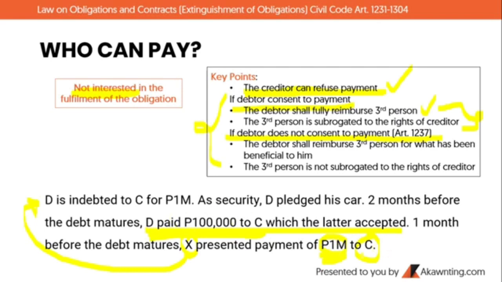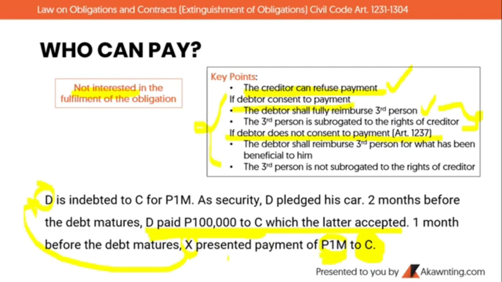Okay, pero in this case, tinanggap niya pa rin. Pero ang tanong, magkano ang pwedeng singilin ni X mula kay D? Ang sagot ay 1 million pa rin kasi nag-consent naman si D. So, ang mangyayari, dahil pwede niyang singilin yung buong 1 million kay D, si D, malulugi ng 100,000. So, kanino niya pwedeng kolektahin yun? From C, kasi si C yung na-benefit ng 100,000. So, pwede niyang kolektahin kay C.